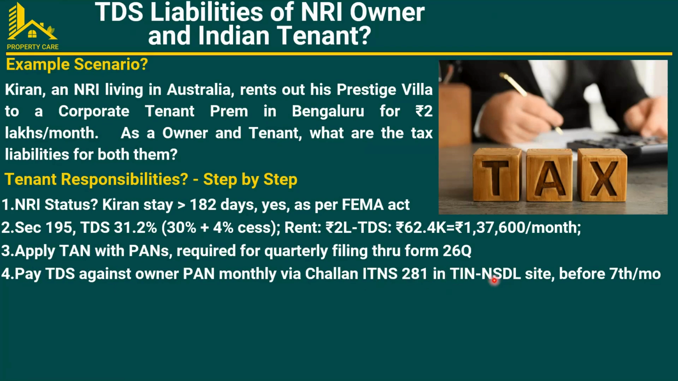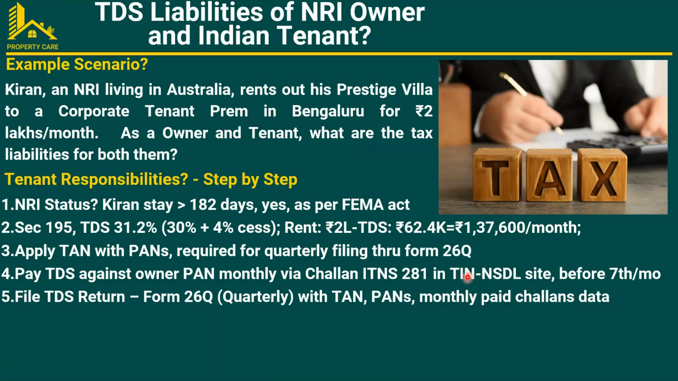There is a government website. In that we should go and choose this Challan number and pay this TDS before the 7th of the subsequent month. Suppose we are deducting on the 10th and paying the rent to the owner, next month before the 7th, this should be paid to the government through this website.